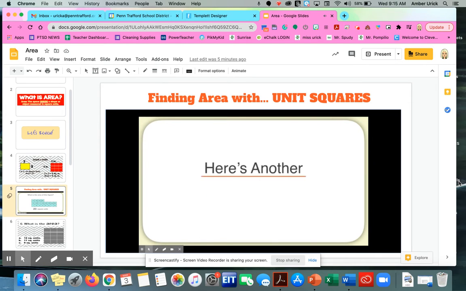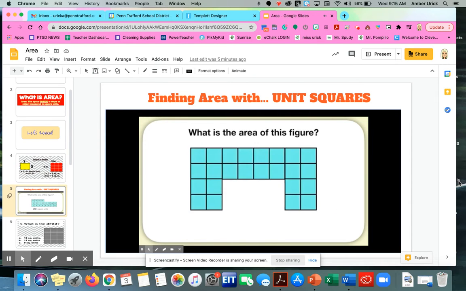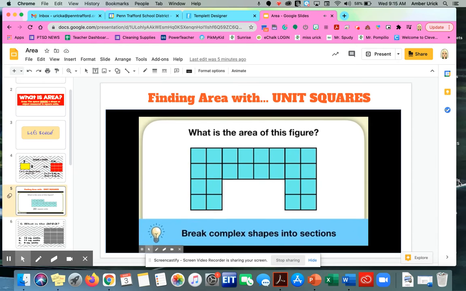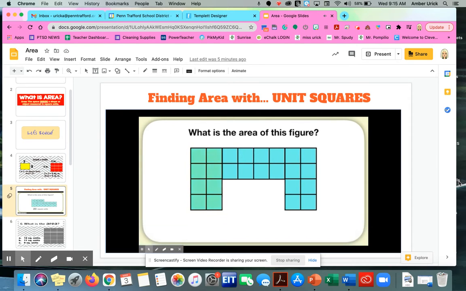Well, here's another problem to practice with. What is the area of this figure? Well, my advice when you're dealing with a complex shape like this is to break it into sections so it's easier to count. We could first focus on this green section right here. How many unit squares are in the green section? You can see there are 8 unit squares in the green section. Then we could choose to look at another section, like this one. How many unit squares are in the red section? You can see there are 8 more for a total of 16.